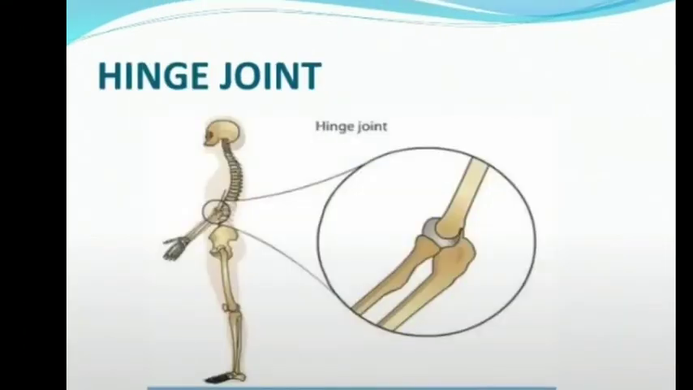Next is the hinge joint. Open and close a door a few times and observe the hinges of the door carefully. It is exactly the same. That means in this type of joint, movement is allowed only in one direction. For example, the movement of the elbow. Elbows can be moved only in one direction.